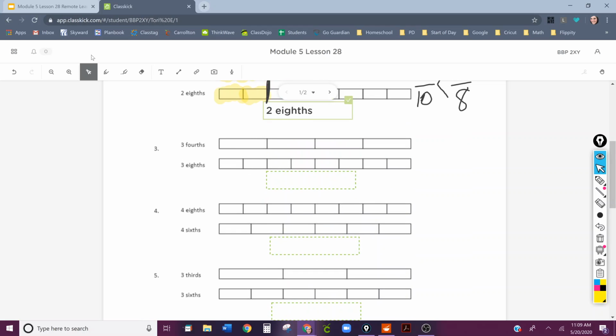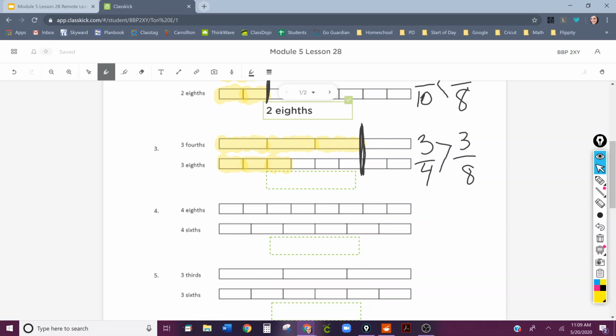Number 3 is 3/4 and 3/8. So 3 pieces, 1, 2, 3. So we are comparing 3/4 and 3/8. This time we notice that the longer one is the one on top, which is 3/4.